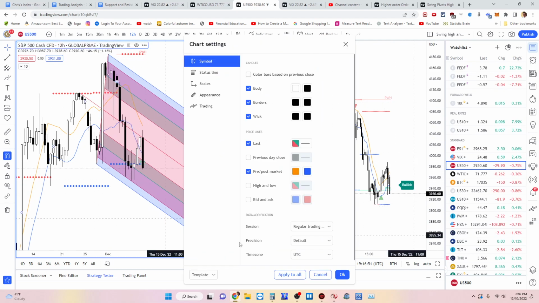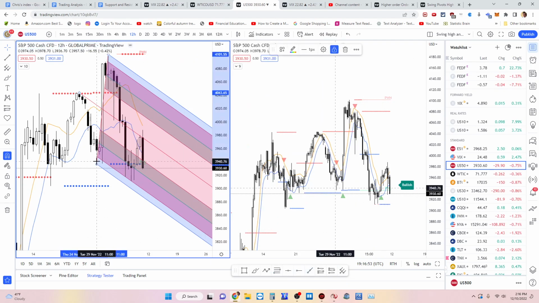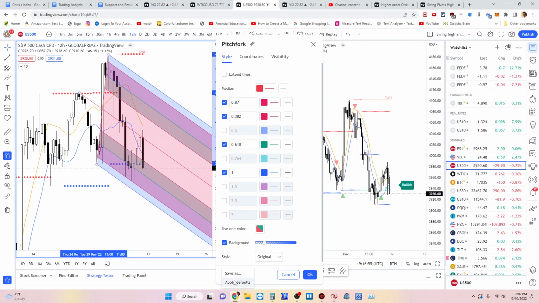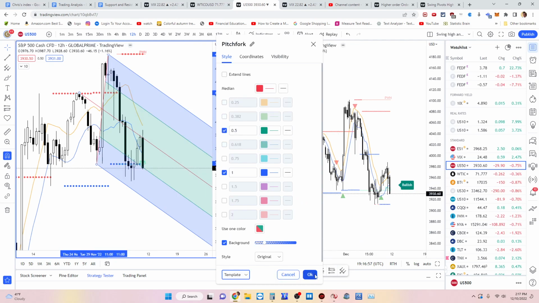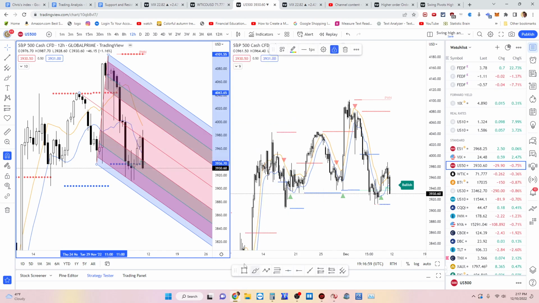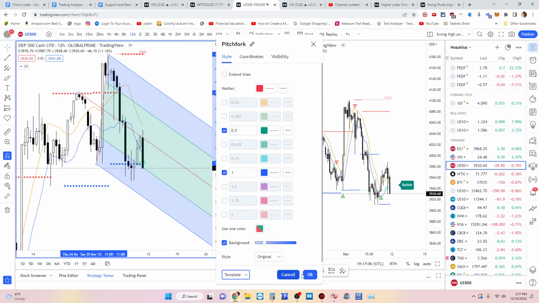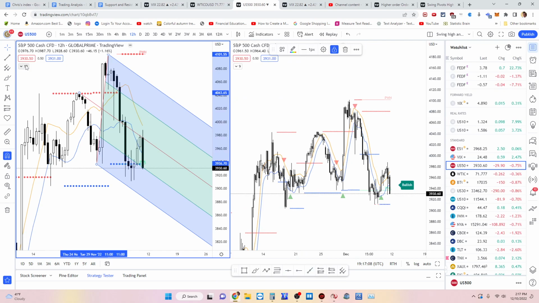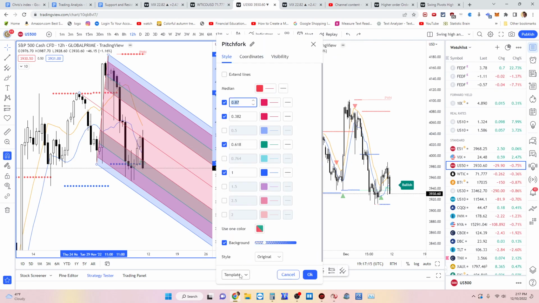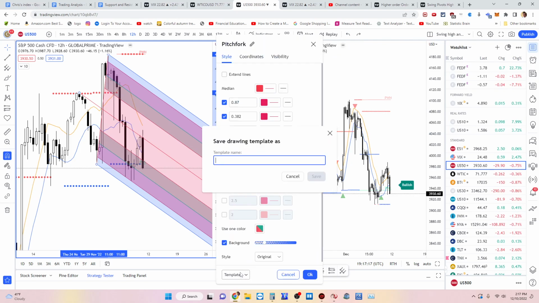I'm going to save this setting. So those are my fib settings on the, whoops. These are my fib settings on the pitchfork, and then apply as default. Yeah. So what is this? I don't know. It looks like I can't get what I want here. Save as. Okay. Save as my starting settings.